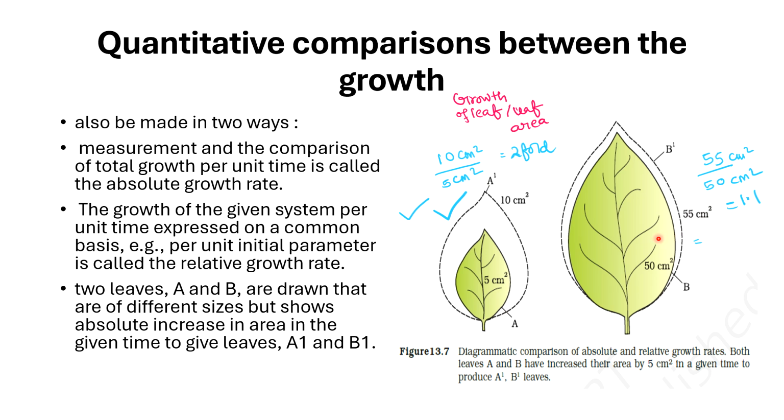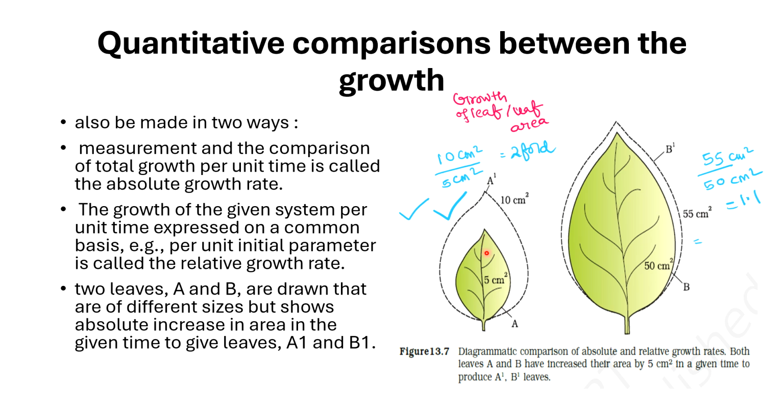Now, if we see the absolute value, the 55 centimeters square area is more than 10 centimeters square. So if we just consider the absolute value, we can say the growth is more in B compared to A. But we also have to consider the initial leaf surface area. So we also have to take that into account.